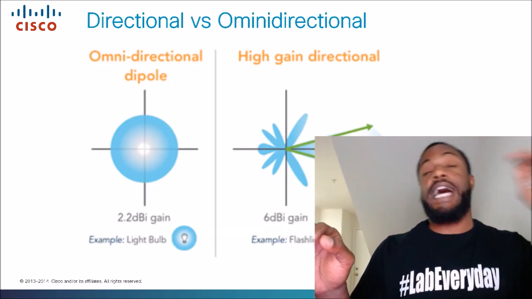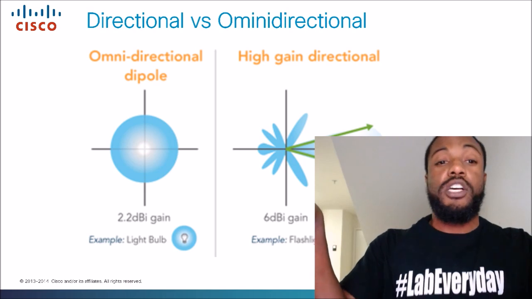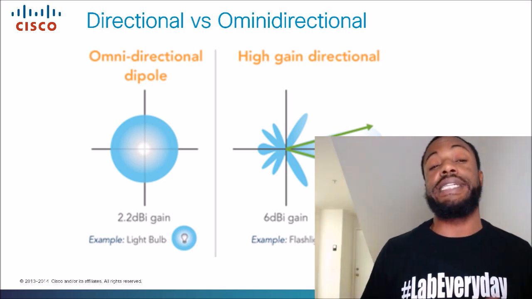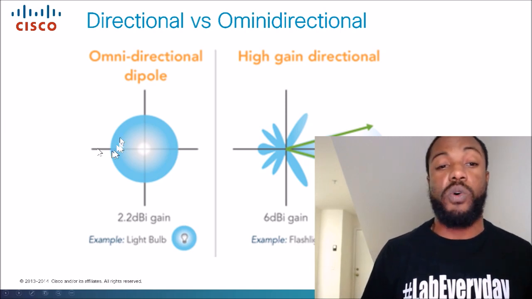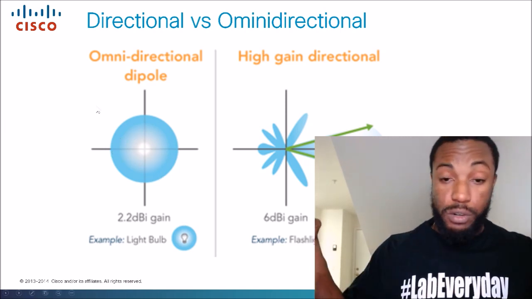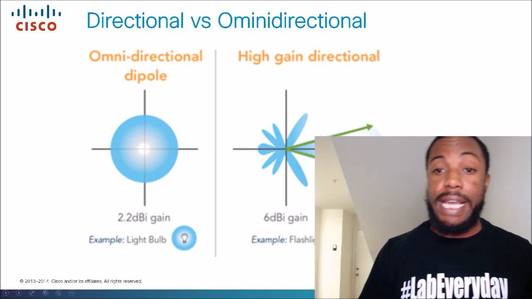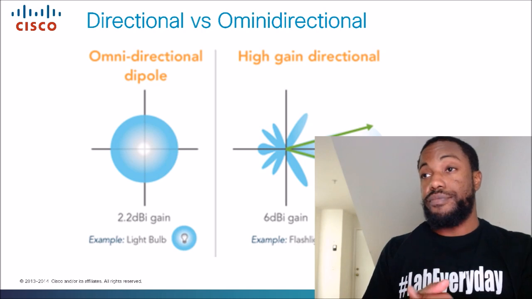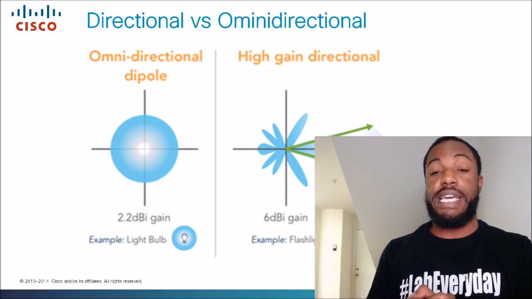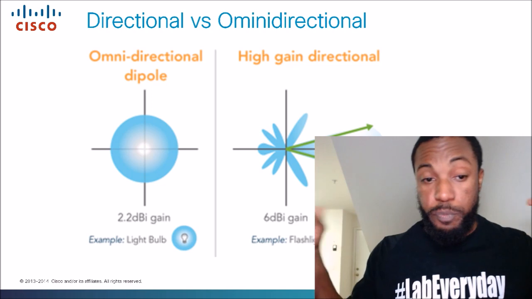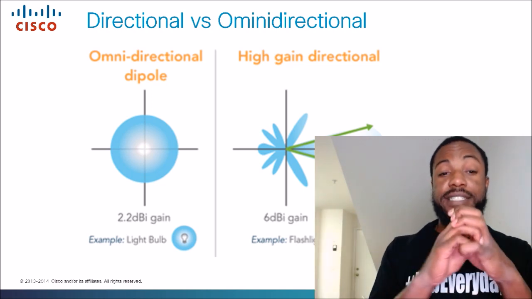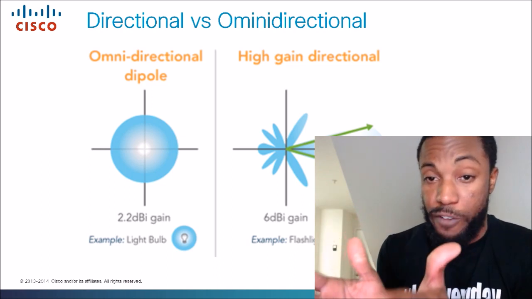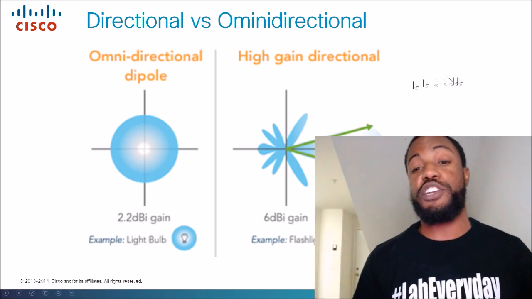There are also different types of access points. You have omnidirectional, which nine times out of ten, if you get an access point today, is going to send its signal omnidirectionally, meaning kind of in a circle. On the right-hand side, you have high gain directional. Instead of putting the signal out in 360 degrees, you pick a more focused signal, and that's what a directional antenna does.